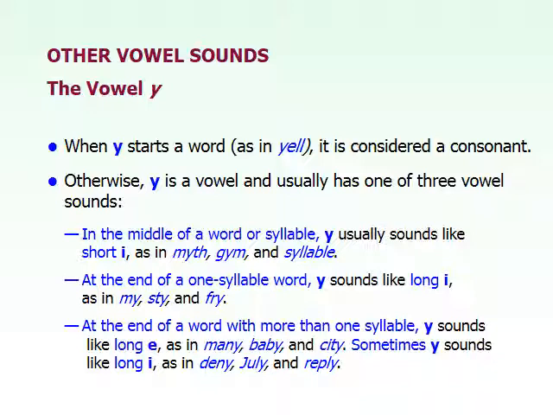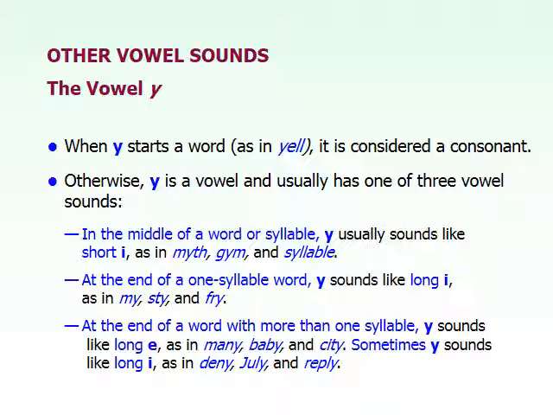Now, just because this is getting a little bit long, I'm not going to do examples for the other ones, but we will go through them in class. So the other vowel sounds, the first one is the Y sound. Now Y, when it begins a word, is considered a consonant. So in the word yell, Y is considered a consonant, not a vowel. But otherwise, it's a vowel, and it's usually one of three vowel sounds. When it's in the middle of a word or a syllable, it's usually a short I sound. So in the words myth and gym and syllable, the Y sounds like a short I.